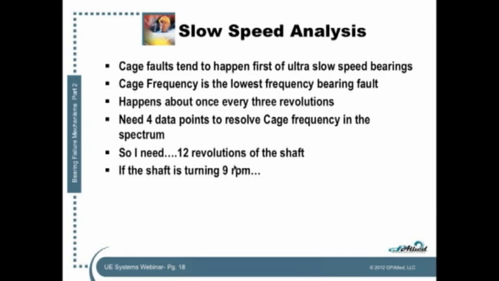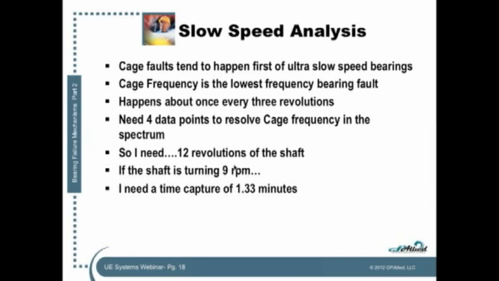Well, if I have a shaft that's turning 9 RPMs, I'll need a time capture of 1.33 minutes. Once again, for emphasis, it's 1.33 minutes whether you're using a vibration analyzer or an ultrasonic device. Now, with the ultrasonic device, usually, if we're using one of the older ones, or we're not using the spectral capabilities of the newer ones, we're trying to listen for things that sound rough.